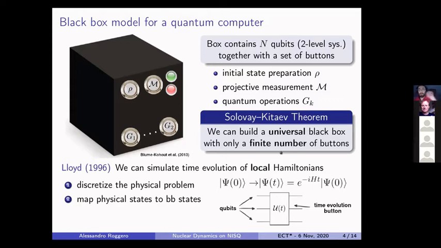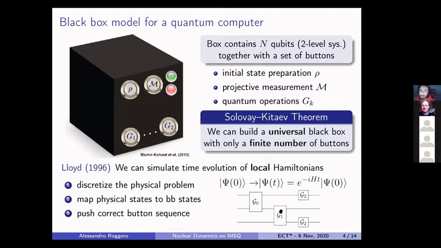So in practice, if you want to do time evolution, you need to build a time evolution button and press it to evolve the qubits. The main result that Lloyd showed was that if the interaction is local, you can decompose this time evolution button into a sequence of local buttons that are only coupling neighboring qubits.